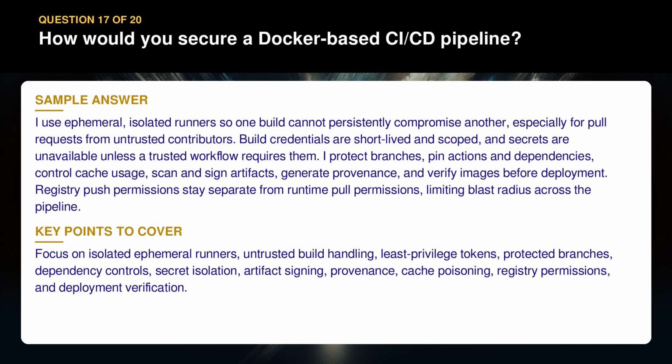Focus on isolated ephemeral runners, untrusted build handling, least privilege tokens, protected branches, dependency controls, secret isolation, artifact signing, provenance, cache poisoning, registry permissions, and deployment verification.